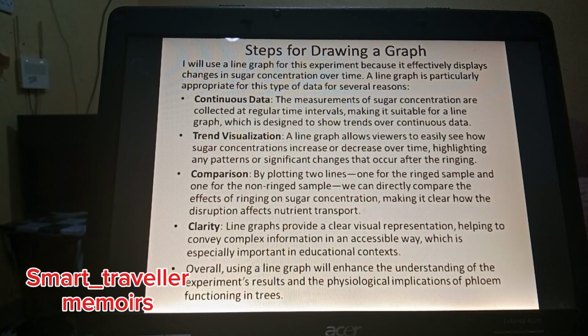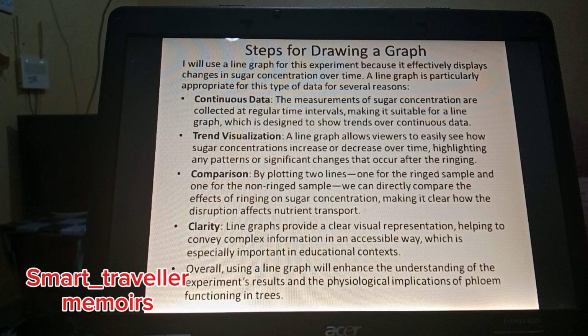Steps for drawing the graph. I will use a line graph for this experiment because it effectively displays changes in sugar concentration over time. Because, of course, you know there are other graphs like bar graphs. A line graph is particularly appropriate for this type of data for several reasons. Continuous data: the measurements of the sugar concentration are collected at regular time intervals, making it suitable for a line graph, which is designed to show trends over continuous data.